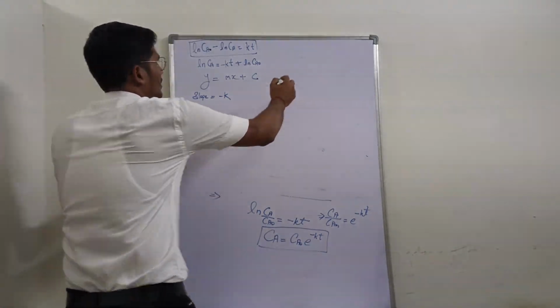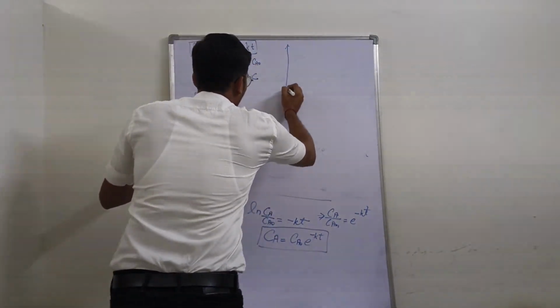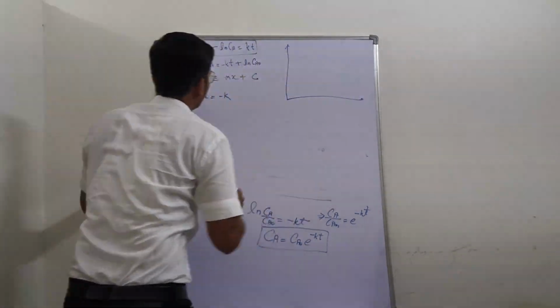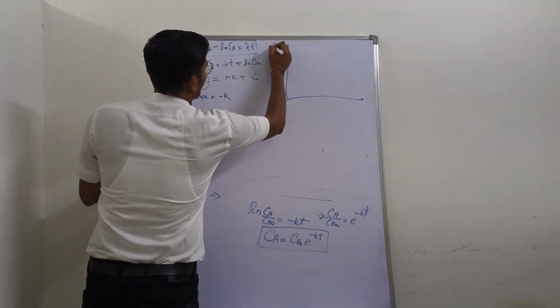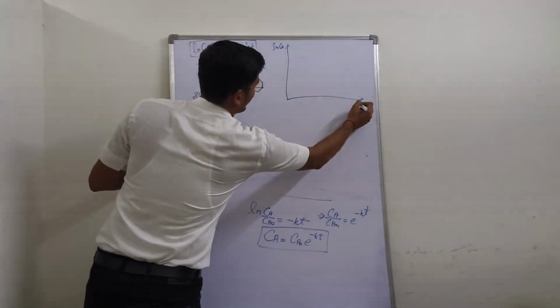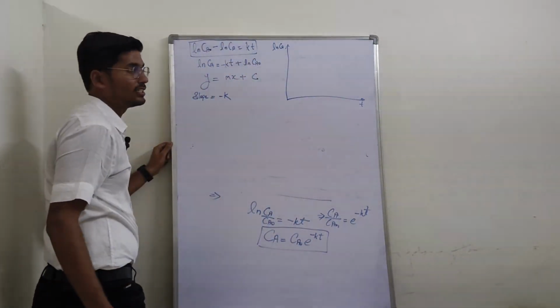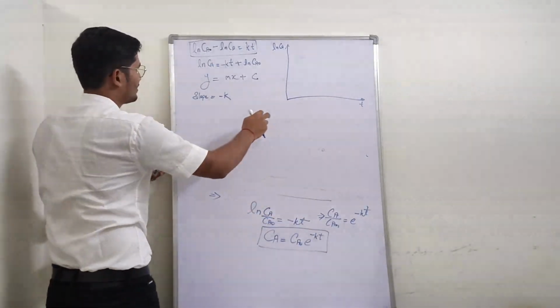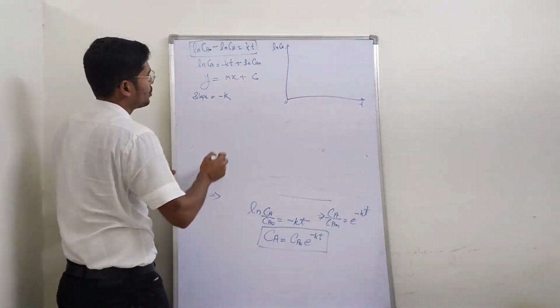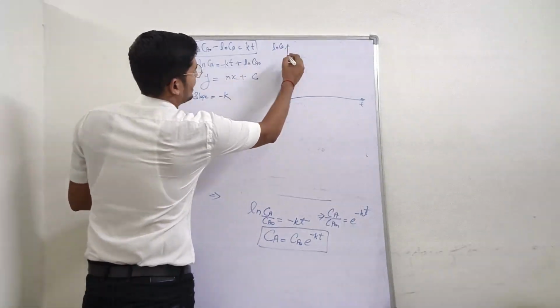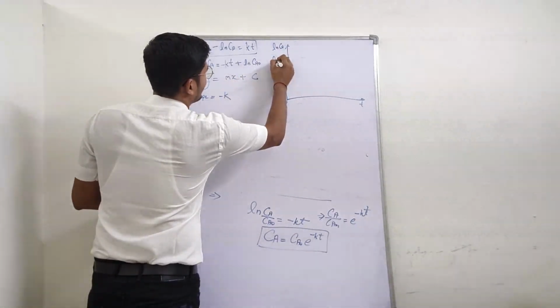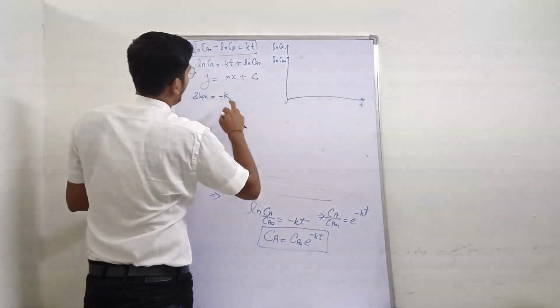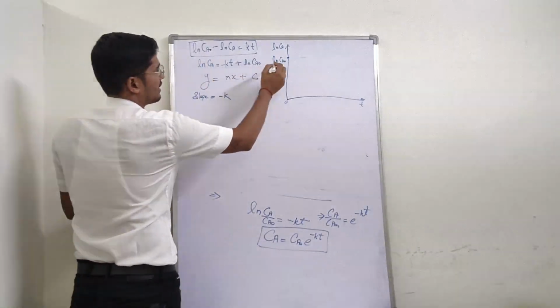Okay. Now if we take the graph, in the y-axis we are going to take ln Ca, and on the x-axis we are going to take the time t. Pardon me for the straightening of this axis. This is 0. So here we have our intercept ln Ca naught, and this slope is minus k.